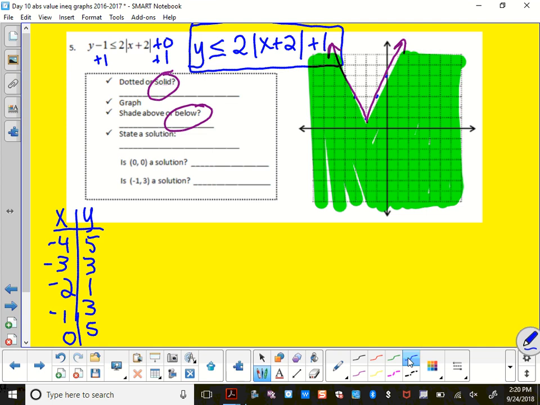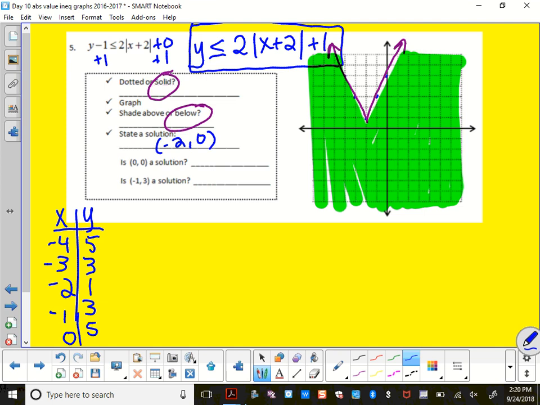Alright, so let's say the solution. Pick a point, any point. We have a lot to choose from. What's the solution for this one? -2, 0. Yep, -2, 0, that works.